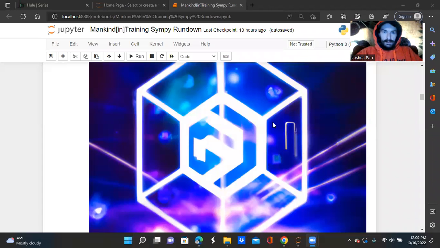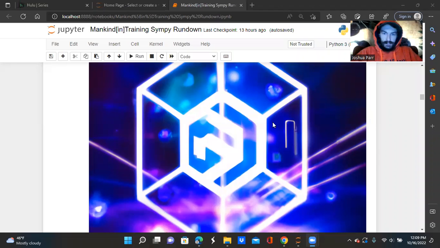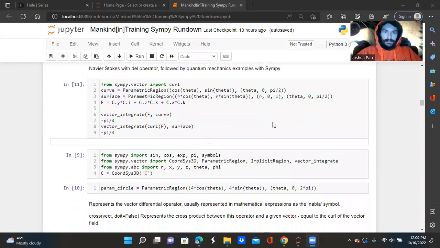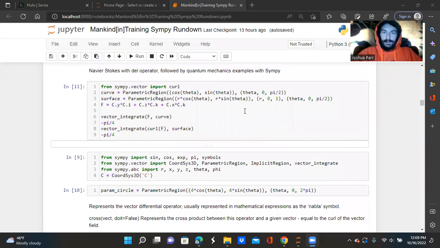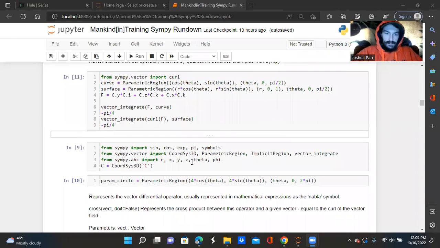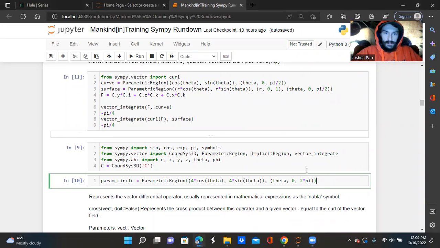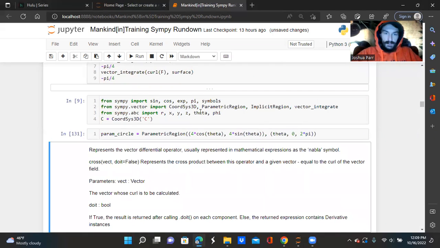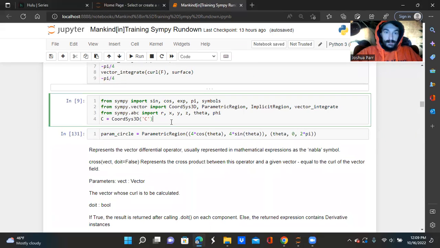And we have a Finley Analytics Mankind in Training tutorial. First, we are starting with the Navier-Stokes del operator, and then we'll have some quantum mechanics examples, like I was saying. So I think firstly, if I remember correctly, I need to run this, creating the parameters of the circle in the parametric region. I need to run that, and then I need to run this.